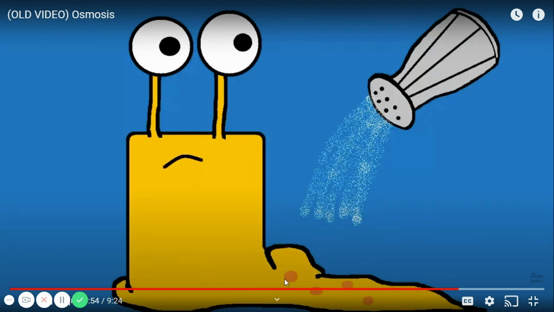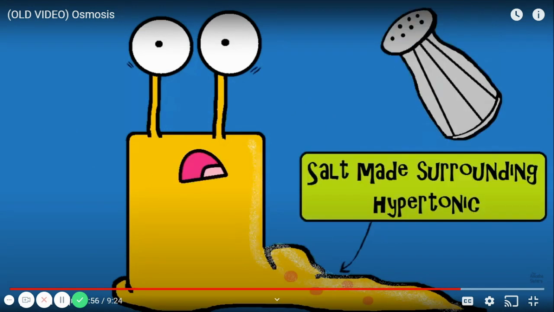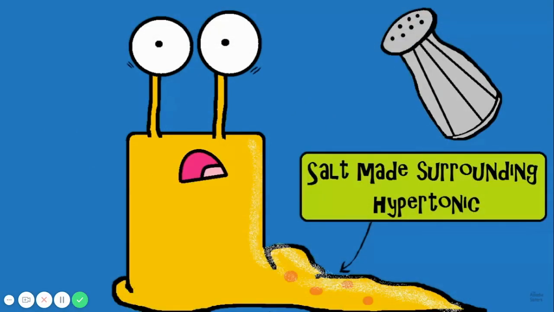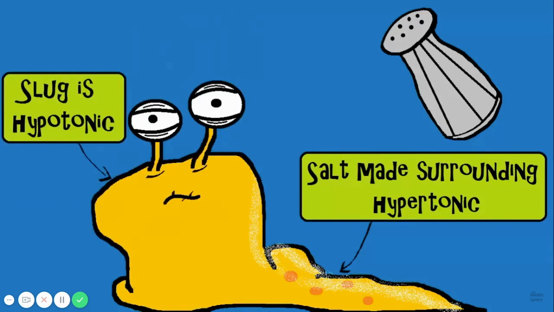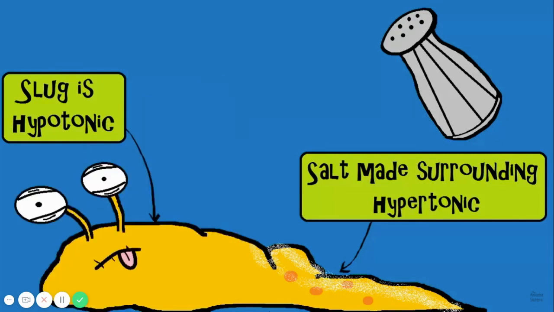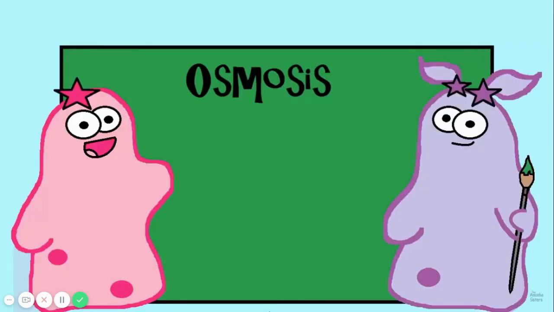Basically, if salt is dumped on a slug, you are making that outside environment of the slug right there next to it very hypertonic. The slug is hypotonic to the salt. Remember, the water will travel to the area of higher solute concentration, to the hypertonic side. So the water that was in the slug, the moisture that this slimy slug needs, travels out of the slug, and the slug dehydrates.